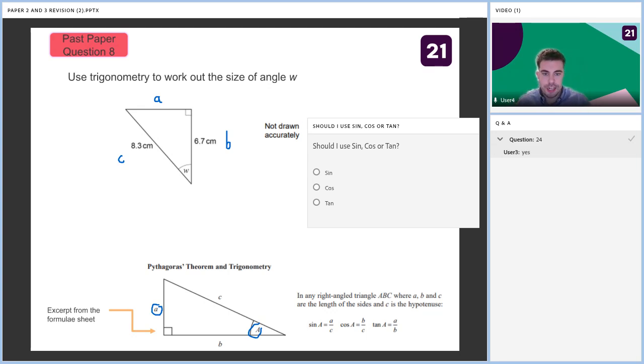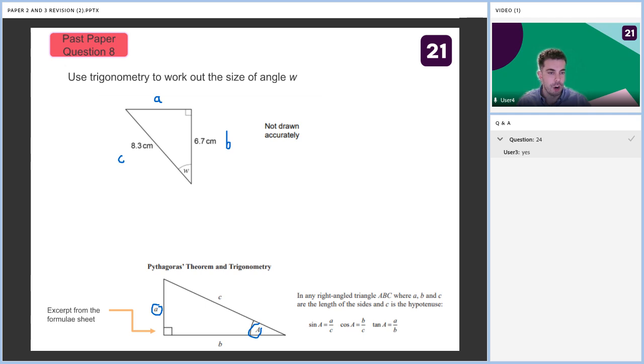Right, thank you very much for voting. The majority vote went for cos, and that is indeed correct. Let me just pop that pod to one side. So in this case, ladies and gents, we have been given C and B. So when you look at the formulas down at the bottom here, you're looking for the formula that involves both side B and side C. So in this case, we are indeed going to use cos. So cos of capital A, remember capital A is the angle in the question, which is what we're trying to calculate.